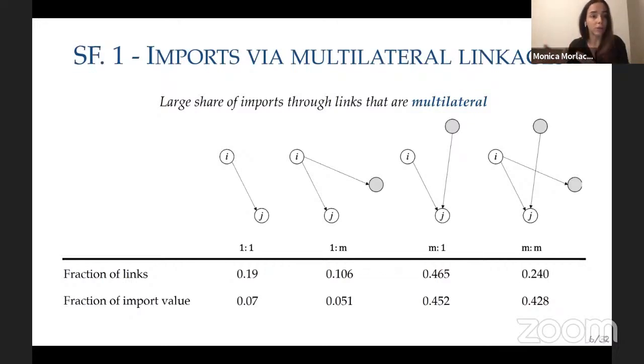Also, notice that our framework is going to allow for many-to-many kinds of relationships, but obviously nests all the previous cases, such as one-to-one trade. And therefore, we take the most general framework that we can think of, precisely because it seems to be quantitatively important.